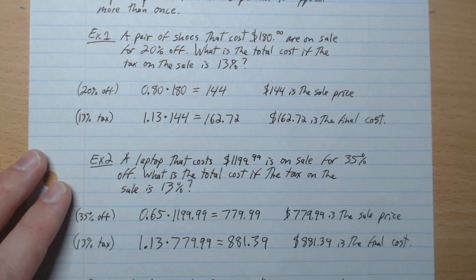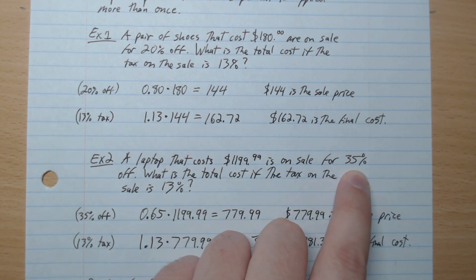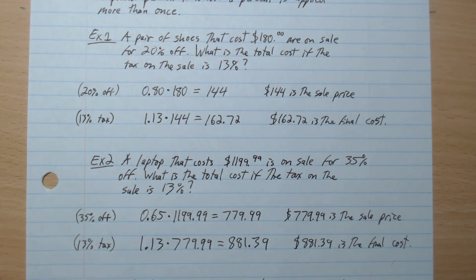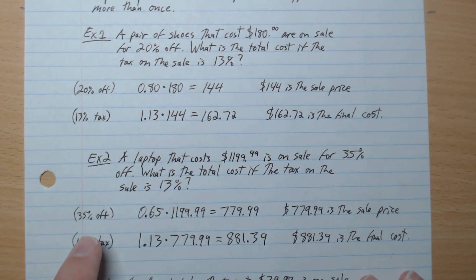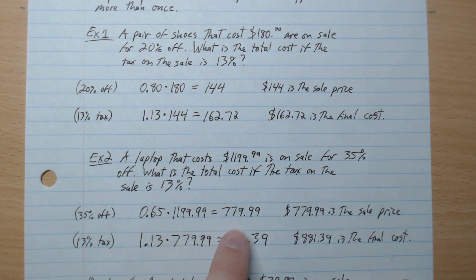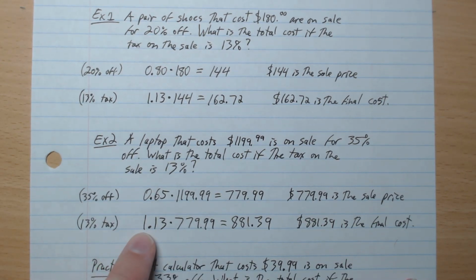Example 2. A laptop that costs $1199.99 is on sale for 35% off. What is the total cost if the tax on the sale is 13%? So we have 35% off, so we're paying 65%, which gives $779.99 as the sale price. And we're going to be adding some tax, so 1.13 times 779 gives $881.39 as our final cost.